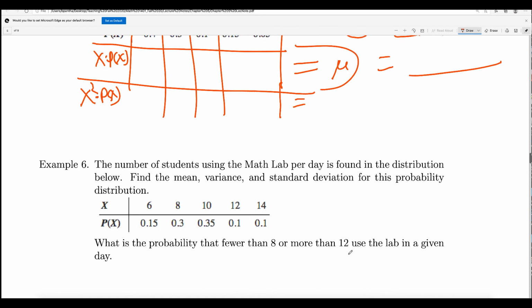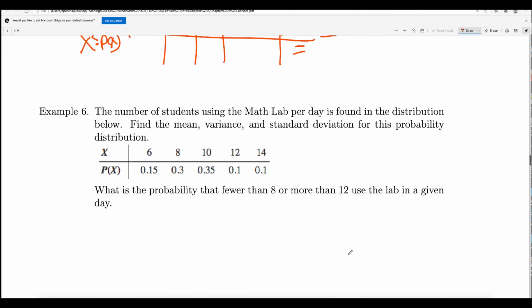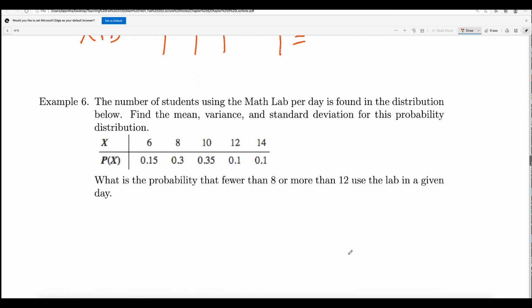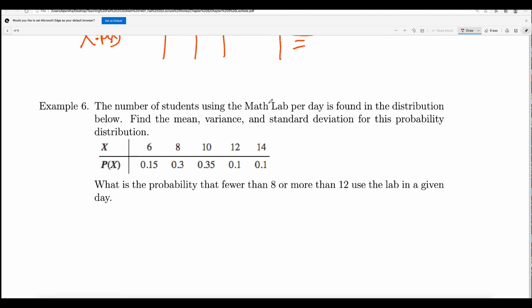I want to do example number 6 here. Okay, so let us do example number 6. The number of students using the MATLAB lab per day is found in the distribution below. Find the mean, variance and standard deviation for the probability distribution. So you can do that exactly the same way. Okay, what is the probability that fewer than 8 or more than 12 use the lab in a given day?